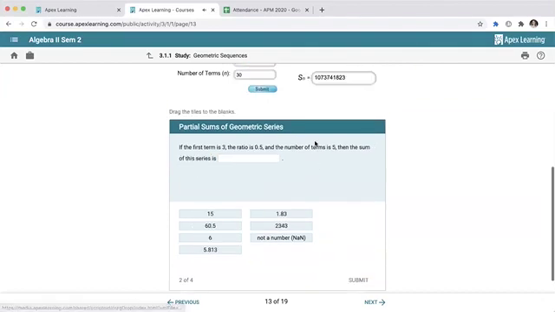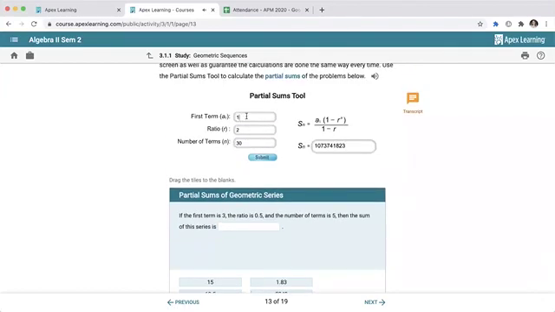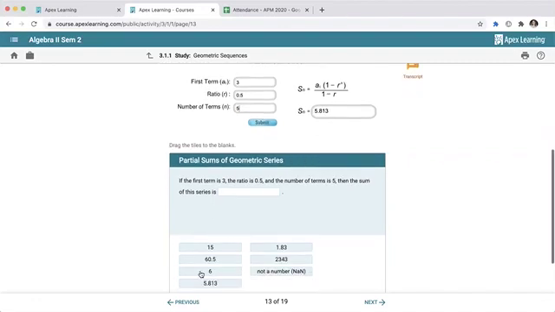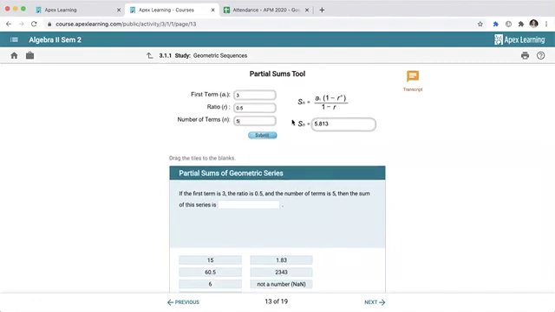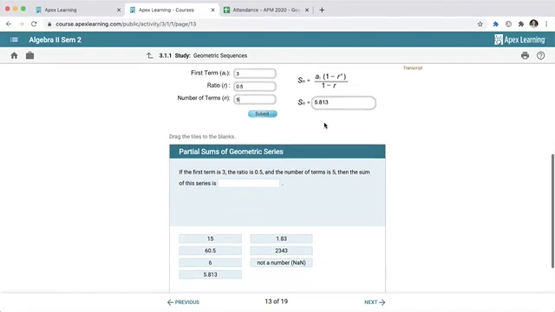We can do the exact same thing for all of these. The first term is 3. Our ratio is 0.5, and the number of terms is 5 here. You can do that for multiple of these, but all it's doing is replacing it right here in this equation for you, again being mindful of parentheses and order of operations.